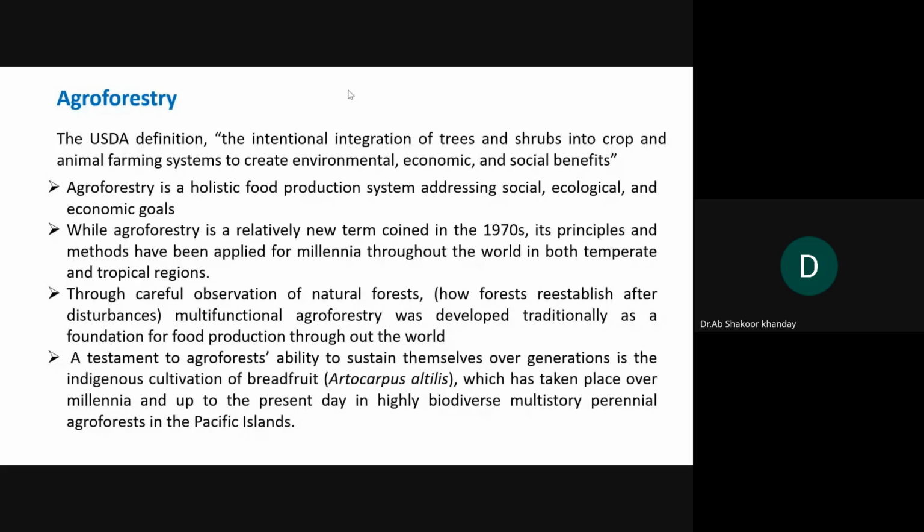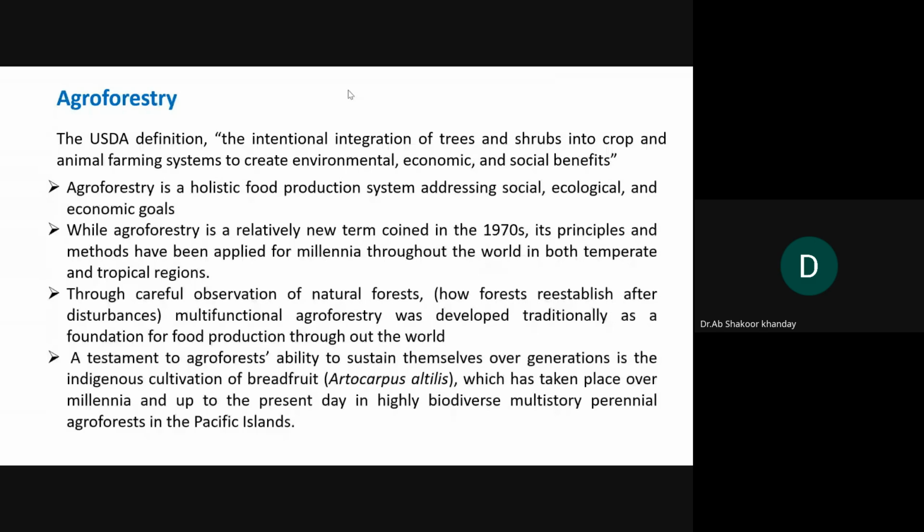Prior to moving to my next slide, it is imperative to define it for some time. The USDA definition of agroforestry is like this: the intentional integration of trees and shrubs into crop and animal farming systems to create environmental, economic, and social benefits. So it is threefold. When we intentionally integrate trees, shrubs and animals, it serves three purposes: environmental, economic, and social.